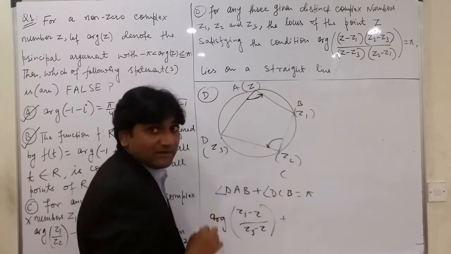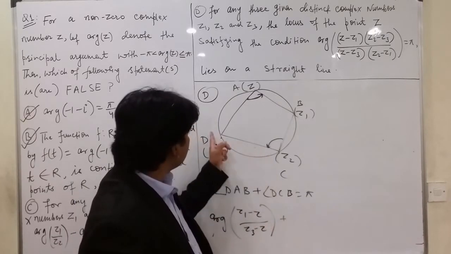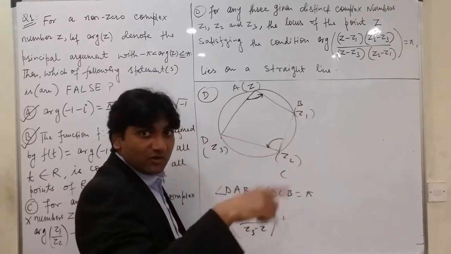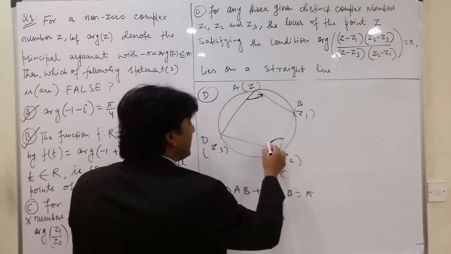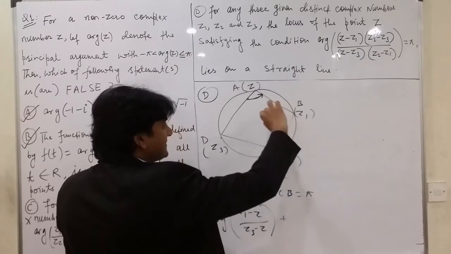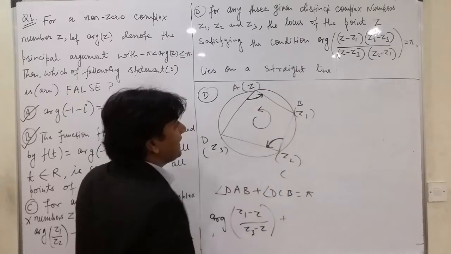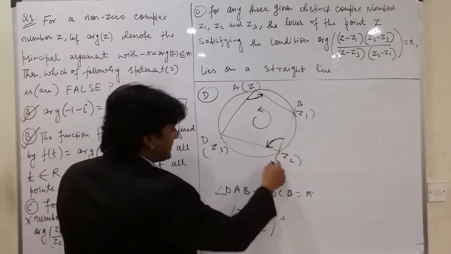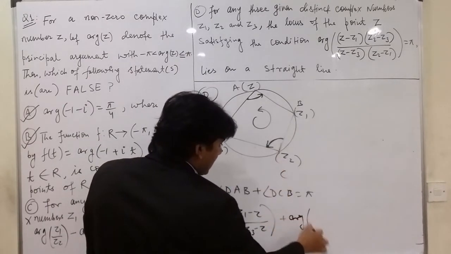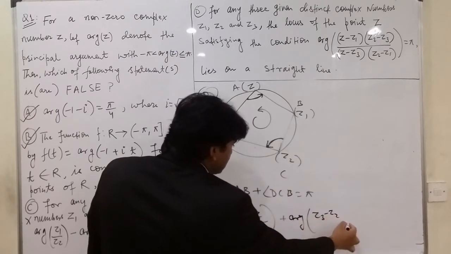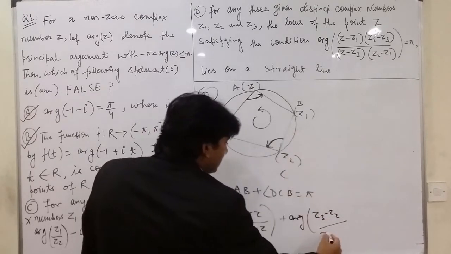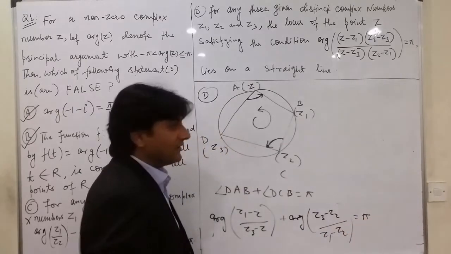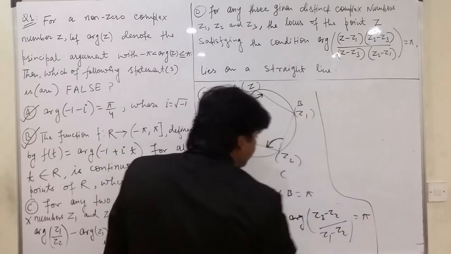plus DCB. Angle DCB is what? This one, DCB. It means we need to find this argument, in the same anti-clockwise sense. This type of sense is called anti-clockwise sense. So now, argument of (z3 minus z2) over (z1 minus z2) equal to pi. Okay.